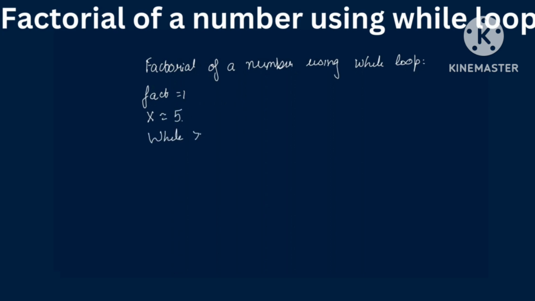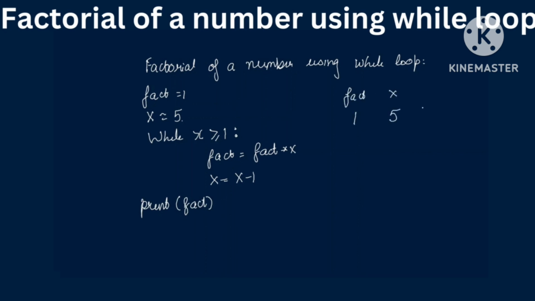While x greater than equal to 1. That means 5 greater than equal to 1, true. So we will calculate fact is equal to fact multiply x. Here reverse we are taking 5 into 4, 4 into 3, then 5 into 4 into 3 into 2. So x is equal to x minus 1. First time, let us trace the program. Fact is equal to 1, x is equal to 5. So 1 into 5 is 5. So factorial is 5. Next time, x is equal to x minus 1, 5 minus 1, 4.